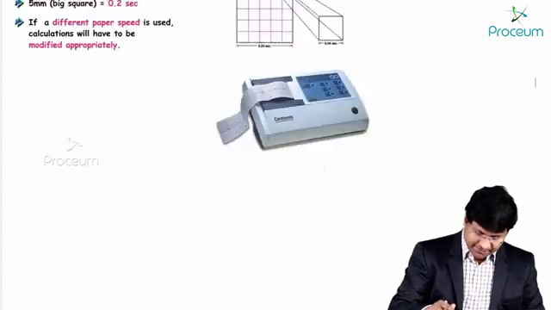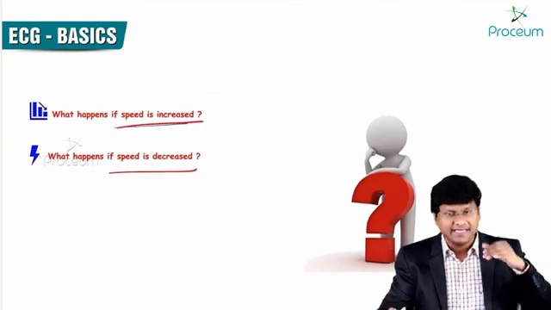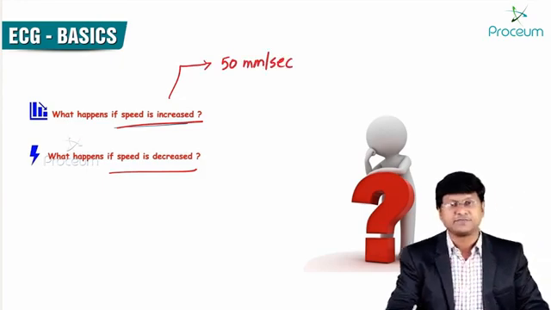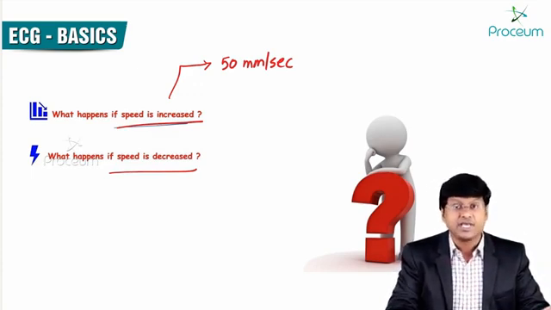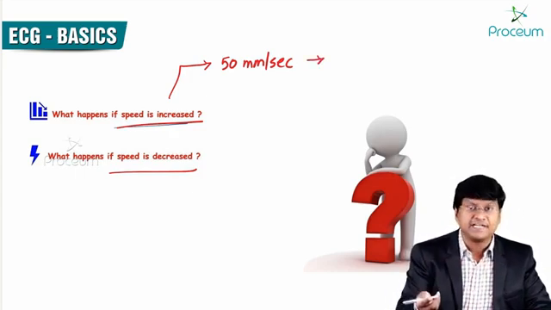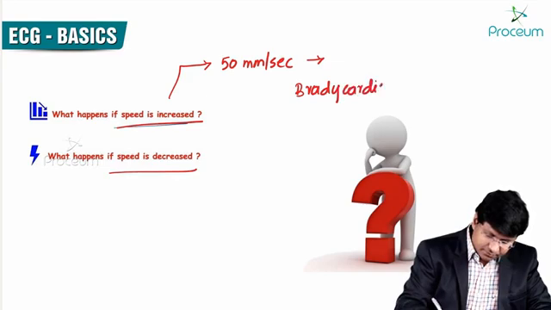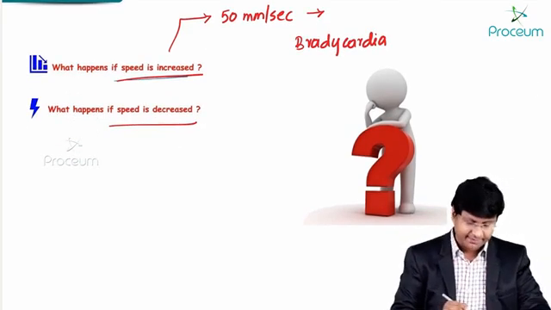So the concept is that if the paper moves out speedily, for example at a speed of 50 millimeters per second, actually not, what should be the normal speed? 25 millimeters per second. But if the paper moves out at a speed of 50 millimeters per second, in such a case, remember, the ECG appears that the individual has bradycardia.